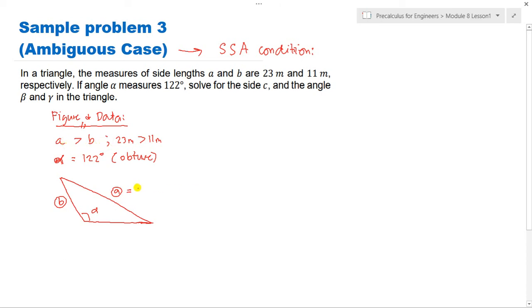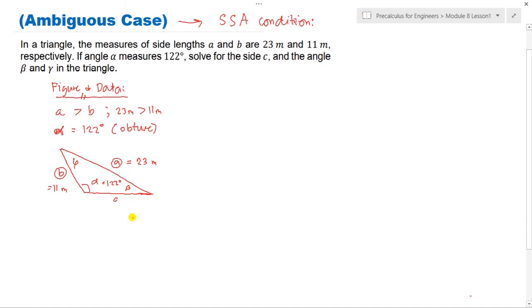So for A, this is 23 meters. Then for B, this is 11 meters. Alpha is 122 degrees. Then we're going to solve for the remaining side. This is side C. This is gamma. And then this is beta.